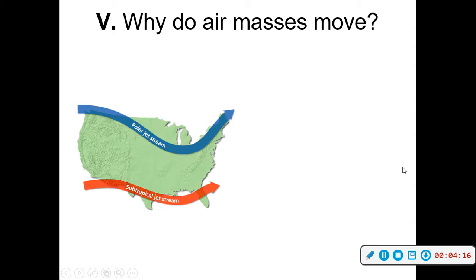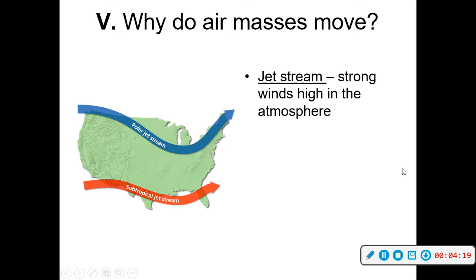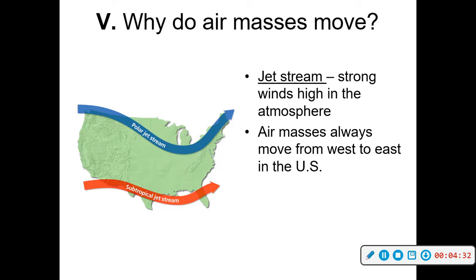Okay, so why do the air masses move? In general, there are winds that move around the planet and push these systems around the globe. We call these jet streams. These are strong winds high up in the atmosphere. So the air masses are always going to be moving west to east across the United States, and therefore our weather will be moving west to east. So we could always look to the west to see what our weather is going to be like for the next few days. And that's exactly what we do. But we have to follow which way it's going to steer by looking at these jet streams.